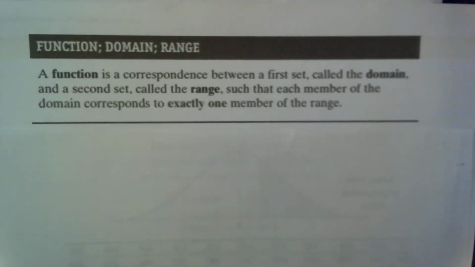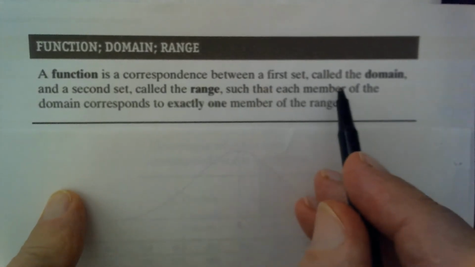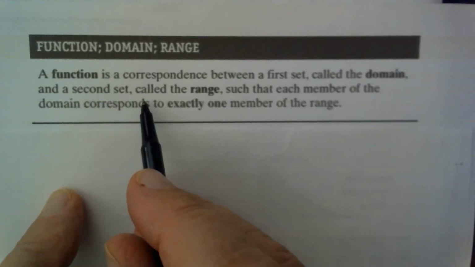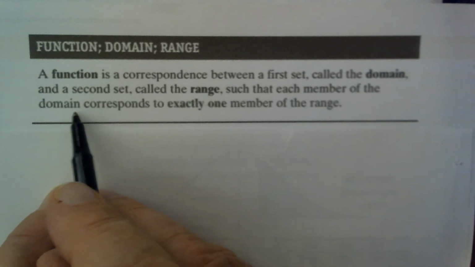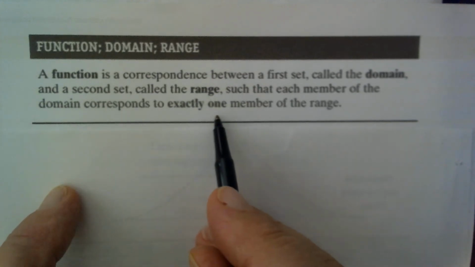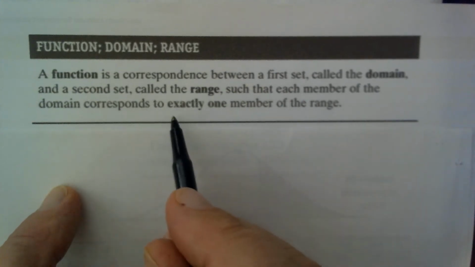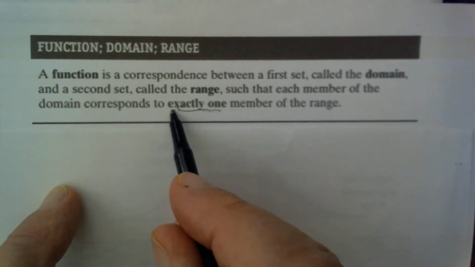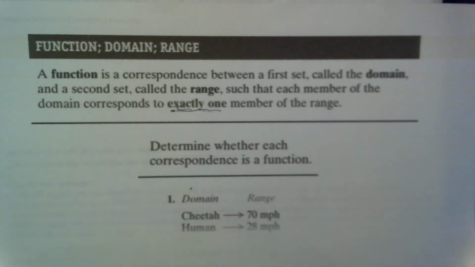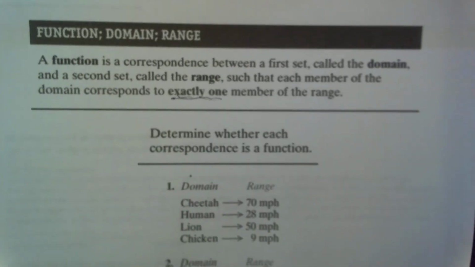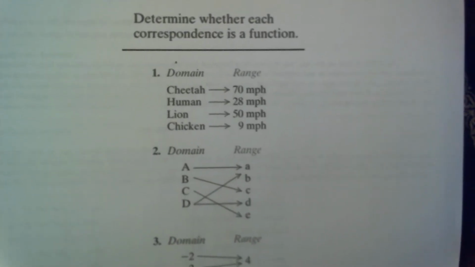So here are the official definitions. A function is a correspondence between a first set called the domain and a second set called the range, such that each member of the domain corresponds to exactly one member of the range. So this is really important that there's only one. So based on that information, let's determine whether each correspondence is a function. We have 4 examples to look at.